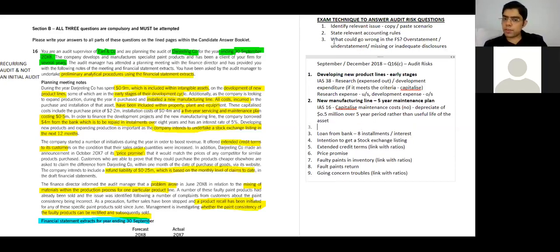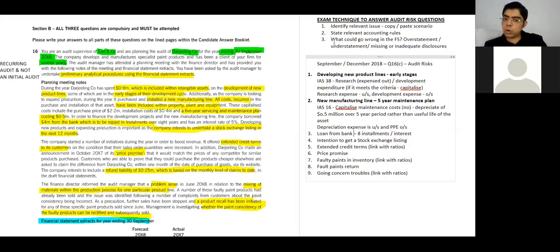Now, what could go wrong in the financial statements? That you capitalize the maintenance cost as part of the asset and depreciate it over the useful life of the asset. So what would happen? Your depreciation expense is understated and your assets resultantly, or your PPE, would be overstated. So you see, again, we've applied all the 3 steps.